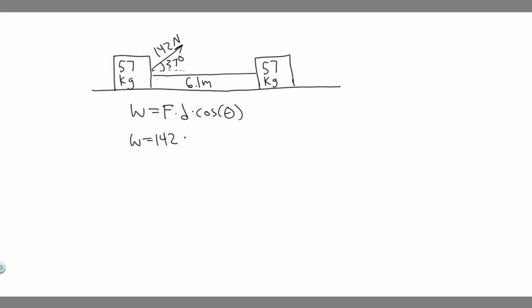What D is, it's going to be the distance it moves. In this case, we're pulling it 6.1 meters. So the distance it's traveling is just 6.1 meters. So 6.1. And then the cosine of theta.